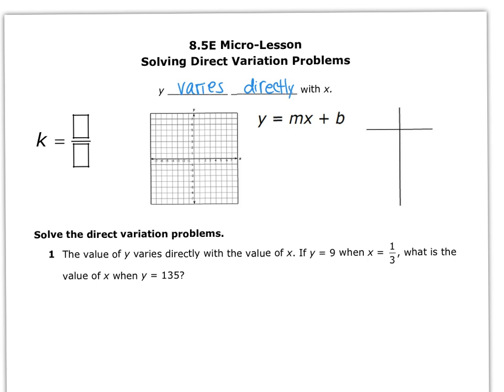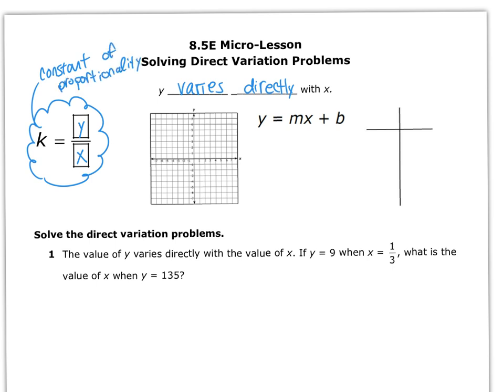First, we're going to write down a formula that should be familiar to you. It's k equals y over x. And in 7th grade, this is on the formula chart. We call k our constant of proportionality. This is also going to be the same as the slope of your line when you have a proportional relationship.